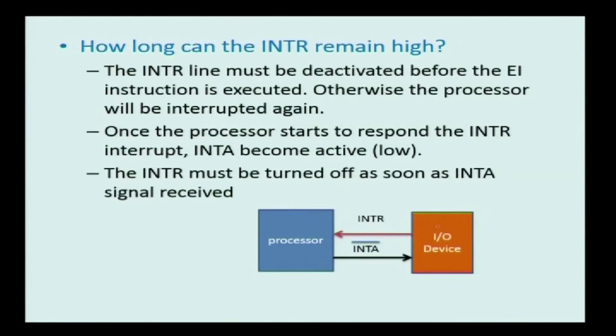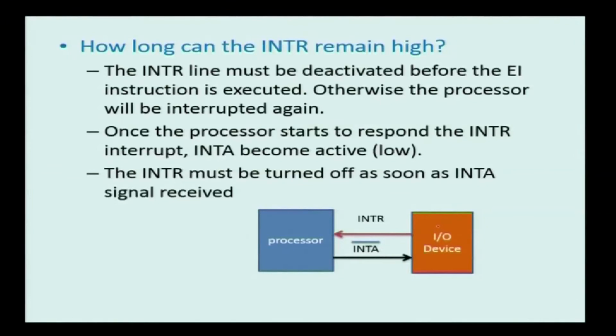That is why in the second step, we are disabling the EI instruction, then we are sending the interrupt acknowledgement signal. Once the processor starts to respond to the INTR interrupt, the INTA signal becomes low. After getting the interrupt acknowledgement signal, it will disable the INTR signal.